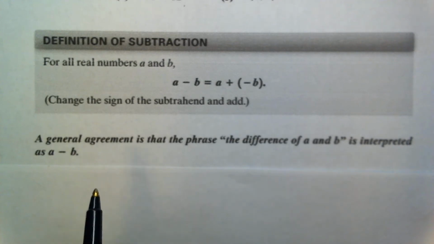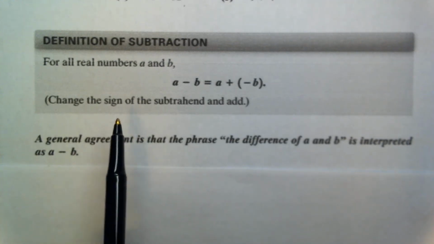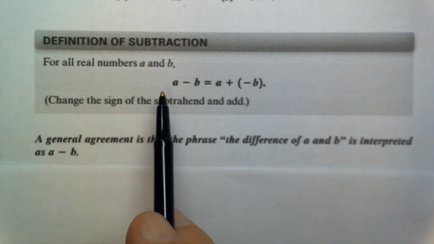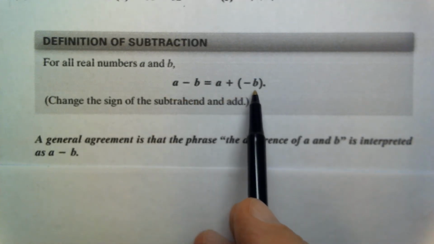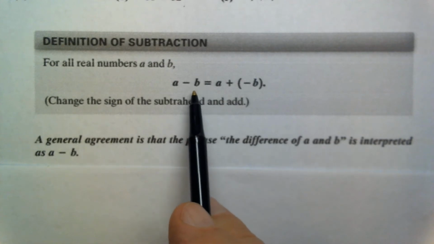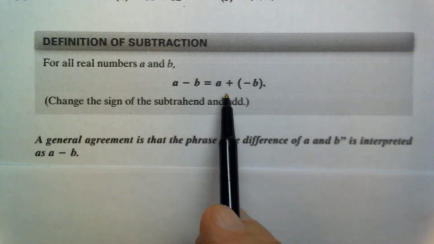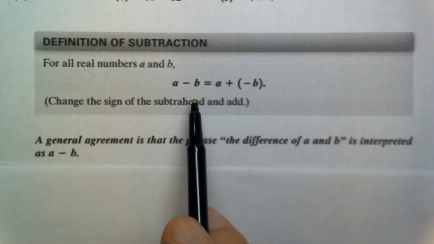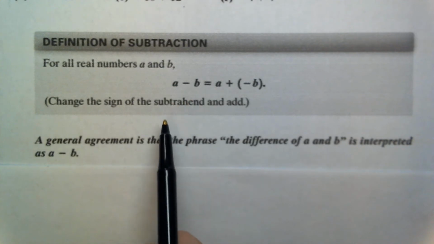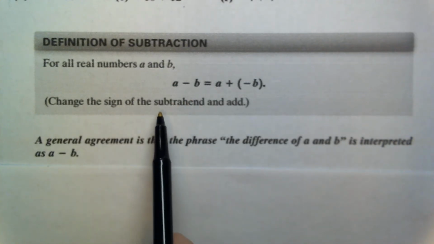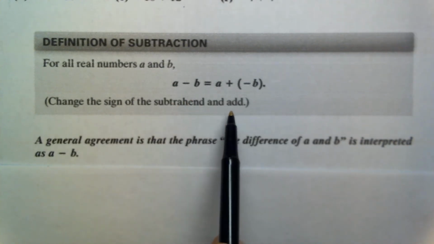Next is the definition of subtraction. And that is for all real numbers A and B, A minus B is the same as A plus the opposite of B. It's a very important identity here, and it's important to realize that in many cases when we do these kinds of operations, I will point out that these two presentations are the same. So we change the sign of the subtrahend and add.